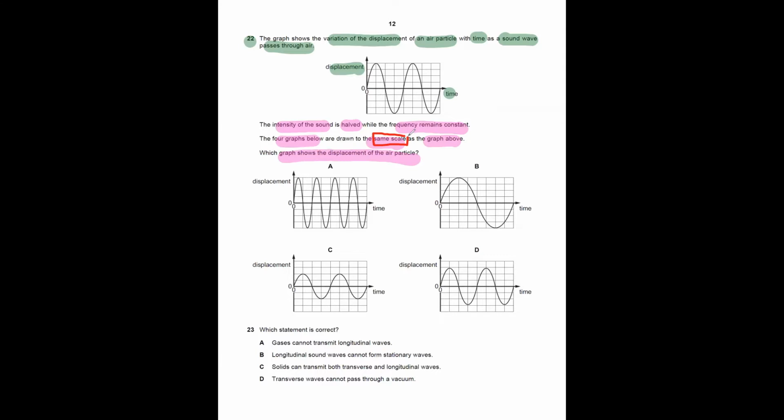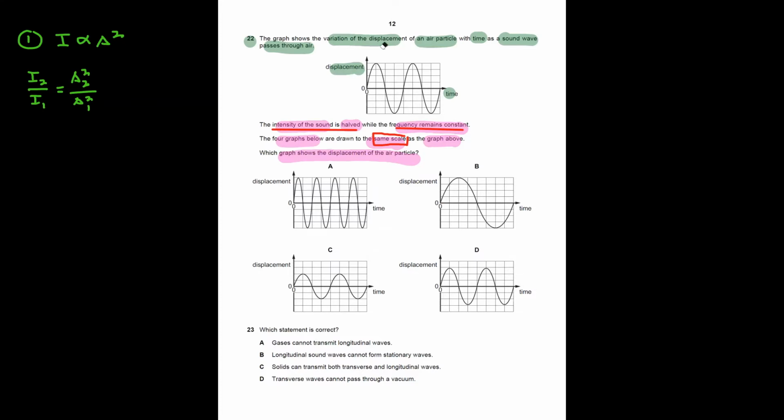One important thing to note is that the graphs below are drawn to the exact same scale as the one above. And they told you 2 important pieces of information: intensity of sound is half, and also frequency remains constant. Each of these is supposed to mean something for you. First thing, intensity. Intensity is directly proportional to amplitude squared. This is what you've learned last time. In your case, intensity of sound is half. I2 to I1 is amplitude 2 squared to amplitude 1 squared. So my intensity is half.